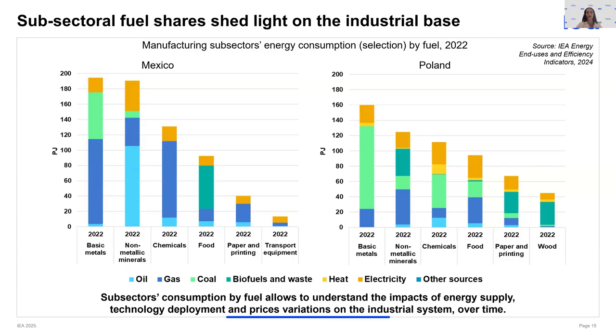So here, we can see that while Mexico relies more on gas for most of the subsectors, Poland relies more on coal. So tracking these splits allows us to anticipate the impact of policies and regulations, and is also essential for energy security analysis, especially for subsectors depending mostly on only one product.